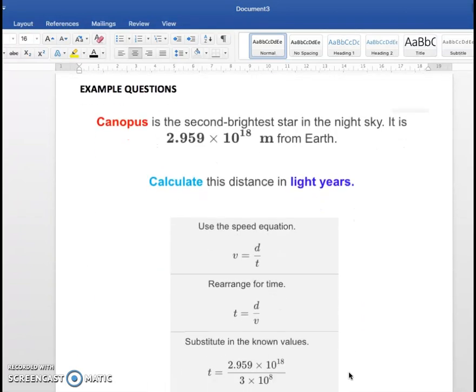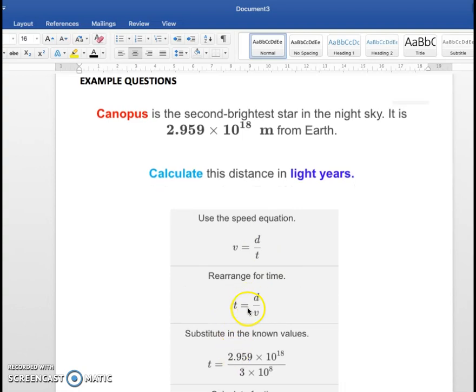So here is an example question. Canopus is the second biggest star in the night sky. It is 2.95 times 10 to the 18 meters from Earth. We want to calculate this distance in light years. So we know the distance it is from Earth in meters, and we also know the velocity at which light travels, which is 3 times 10 to the 8 meters per second. So we can rearrange this formula to solve for time in seconds.